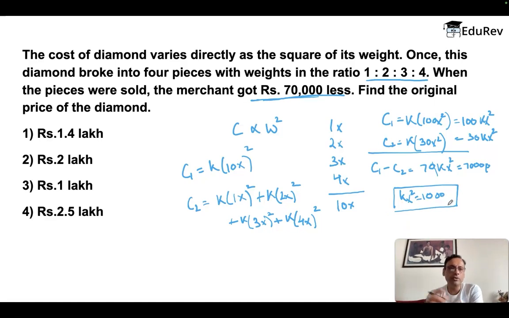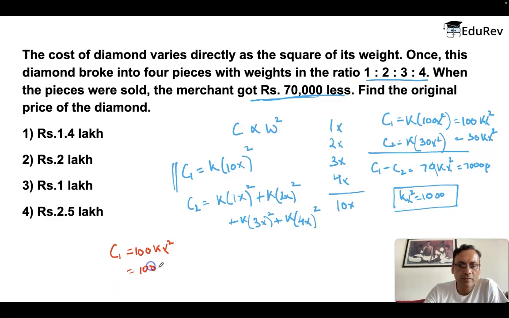Okay, so find the original price of the diamond. The original price of the diamond was this, right? So C1 is equal to 100 kx square, right? And kx square, you know, is 1000. So 100 into 1000, which is equal to 1 lakh. So the original price of the diamond was rupees 1 lakh, right?